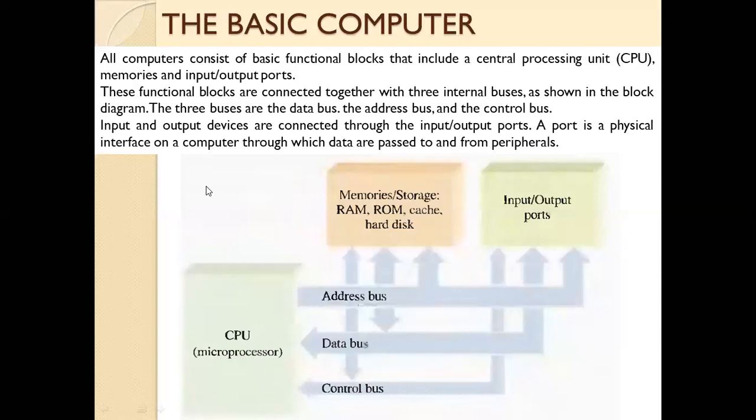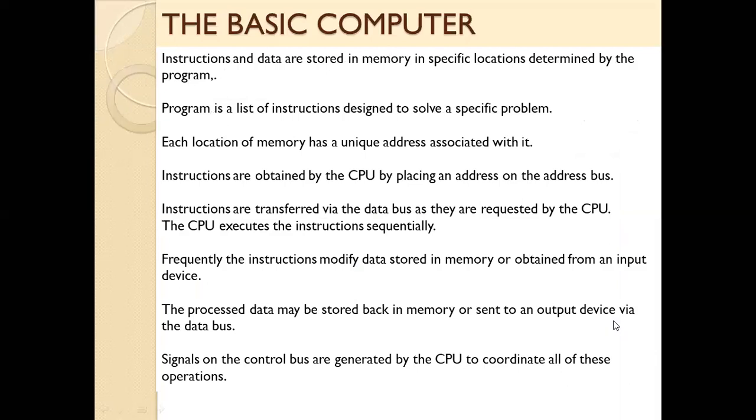Memory and storage, you already know the RAM, ROM, cache, hard disk, etc. We already studied them. So these are the memories inside a computer, and these memories also connect with the central processing unit via three types of buses: the address bus, the control bus, and the data bus. So this is just a basic computer. We will go into a little detail, just an overview.